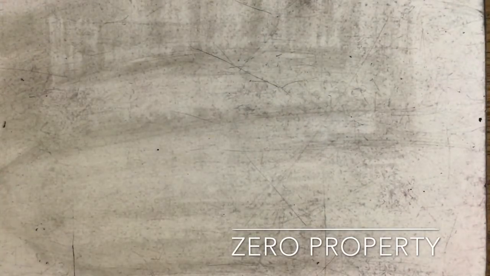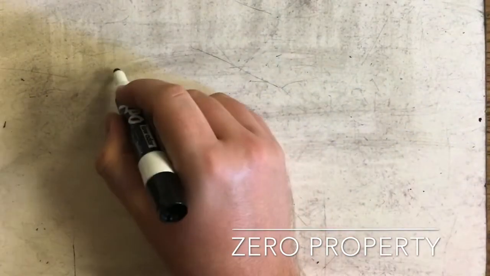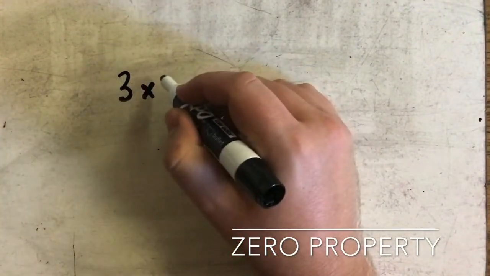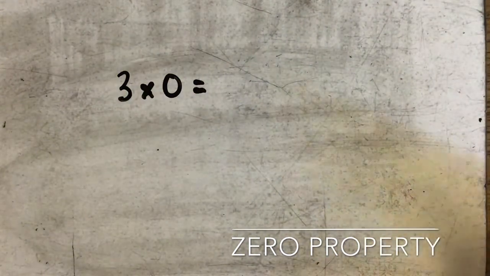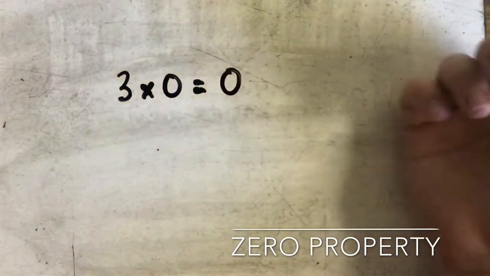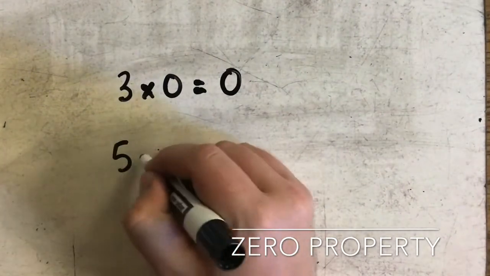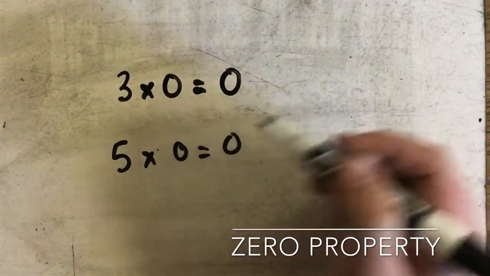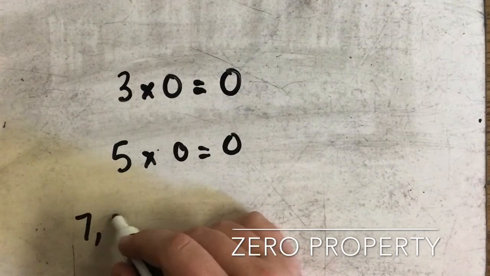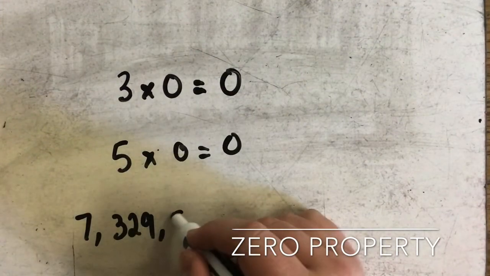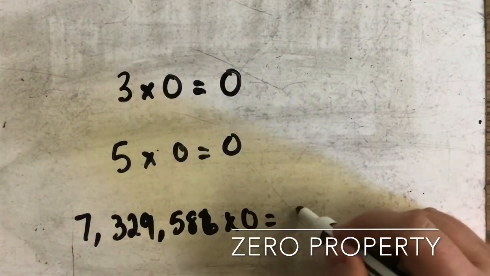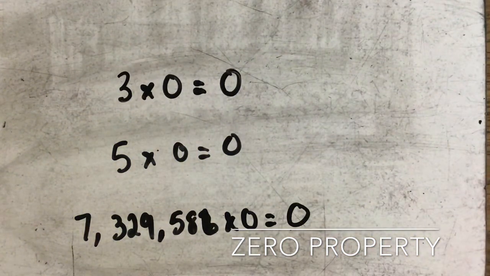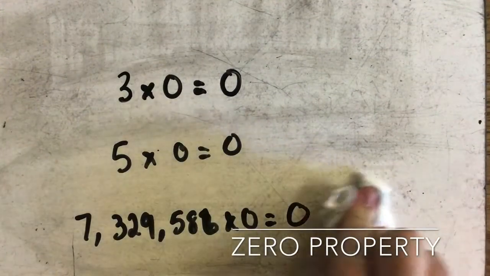We also have the zero property of multiplication. And the zero property, similar to the identity property, says that any number multiplied by 0, the product is 0. So 3 times 0 is 0, 5 times 0 is 0, 7,329,586 times 0 is 0. So any number times 0 is 0, and that is the zero property of multiplication.